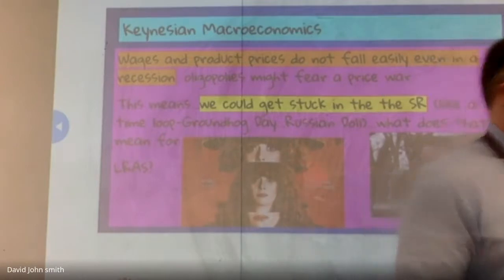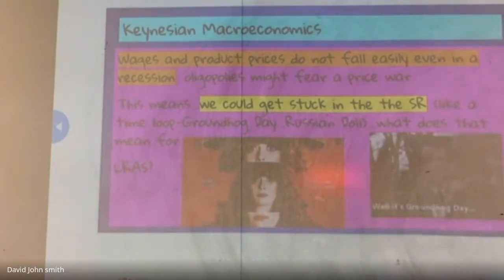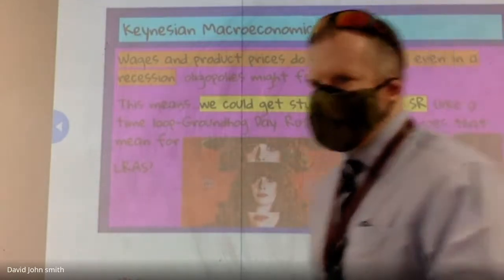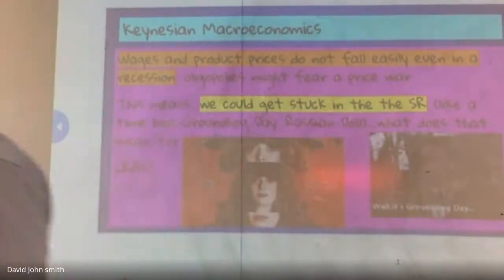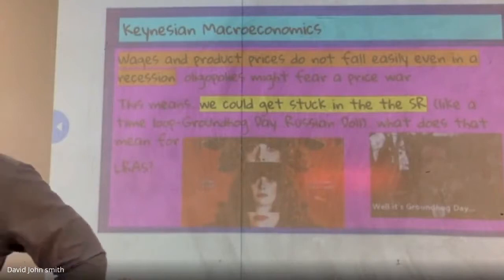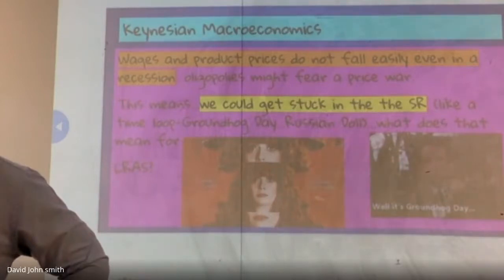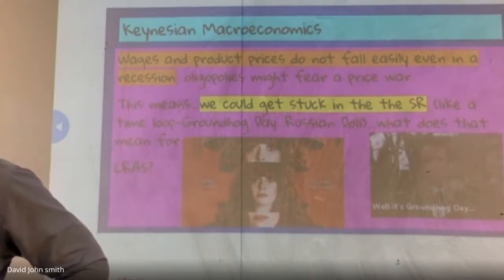They don't go down. So Keynes is saying, therefore, that you could actually get stuck in the short run. And this was the whole argument that the classical economists were saying, that in the long run you're going to return to full employment. Well, you might not. You might get stuck as an economy in a recession. It is entirely possible to never get out of a recession, according to Keynesian economics.